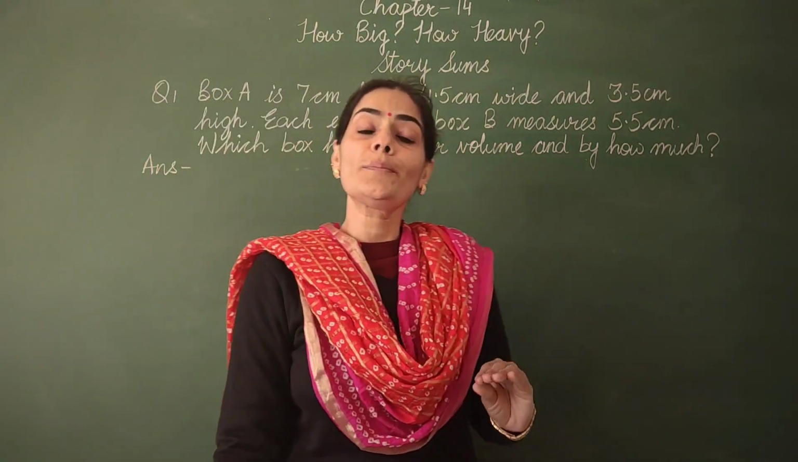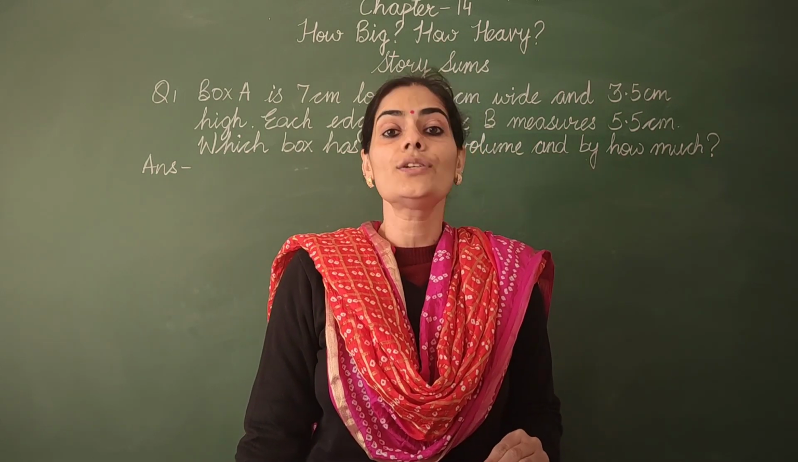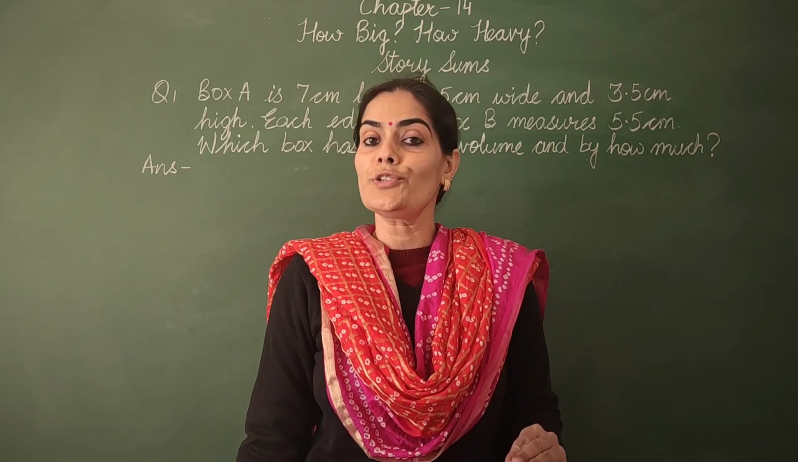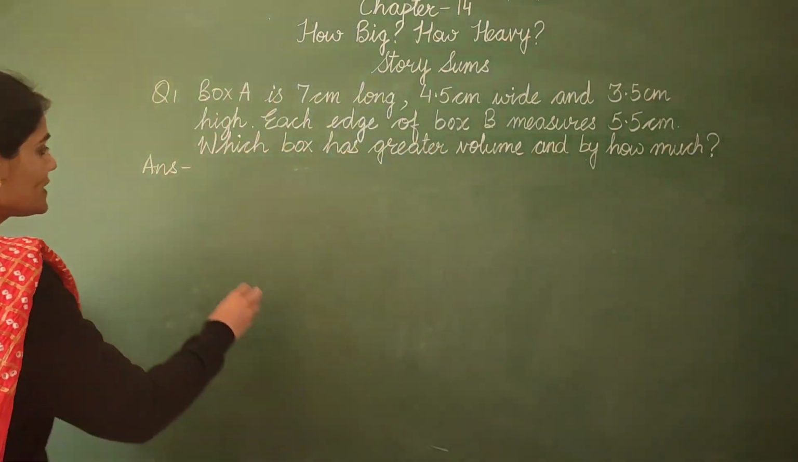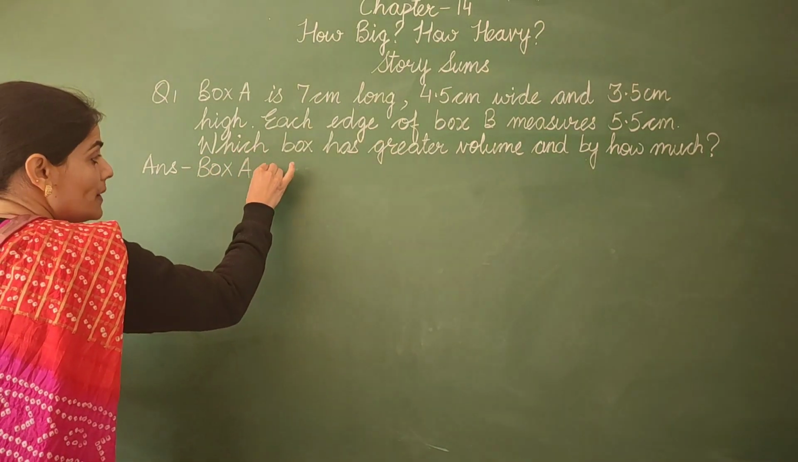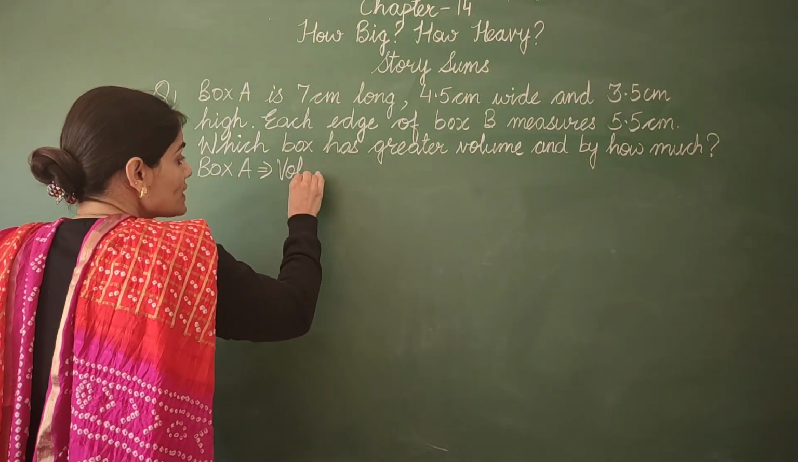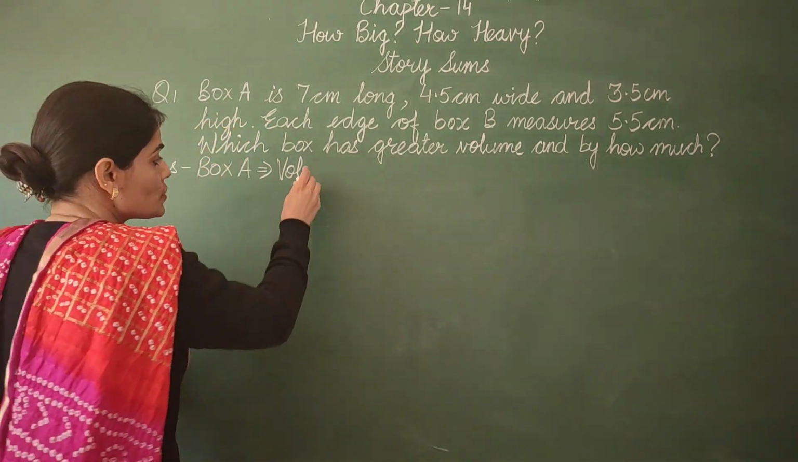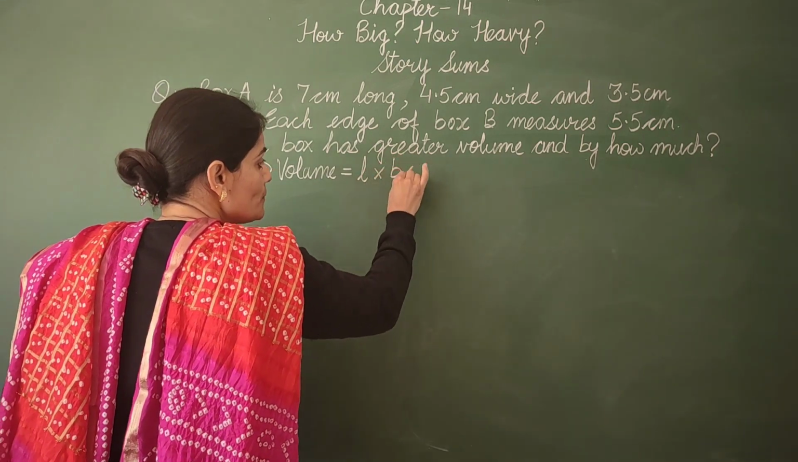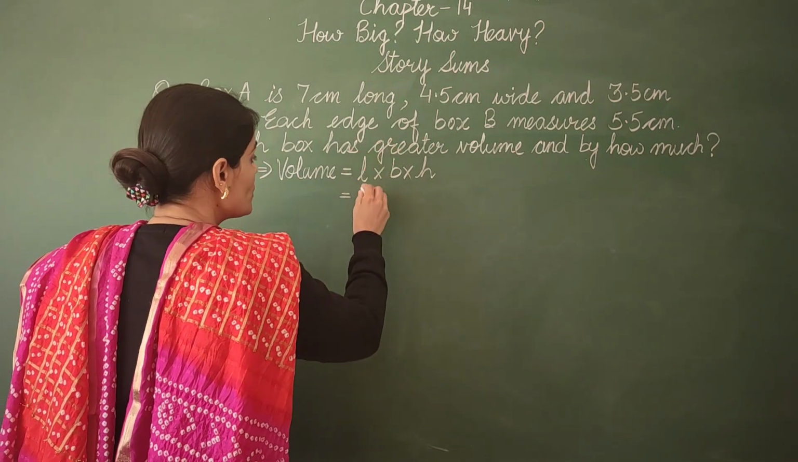So students, from the question statement, we are able to make out that first we need to find the volume of each of these boxes and then we will do the comparison. So let's write here, and I write box A because we begin with finding the volume of box A. As box A is cuboidal in shape, the formula applied to find the volume will be L into B into H. Let's put the values in the formula, everyone.